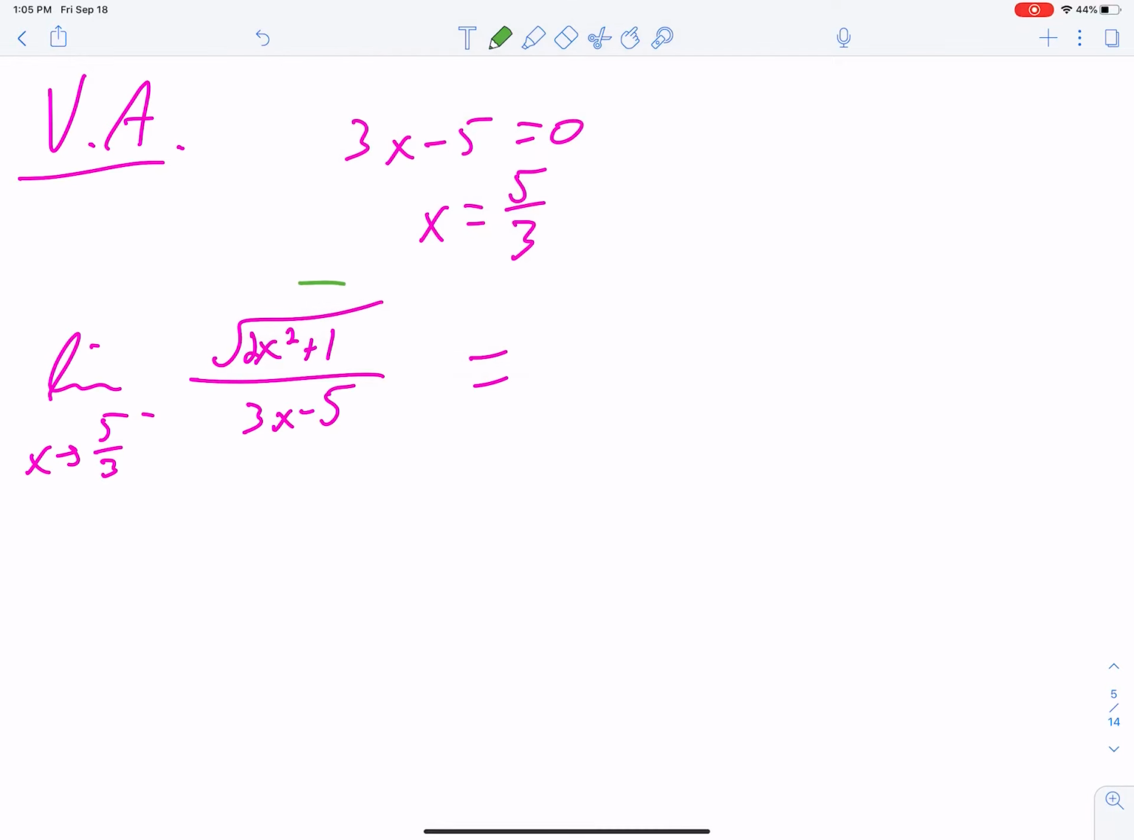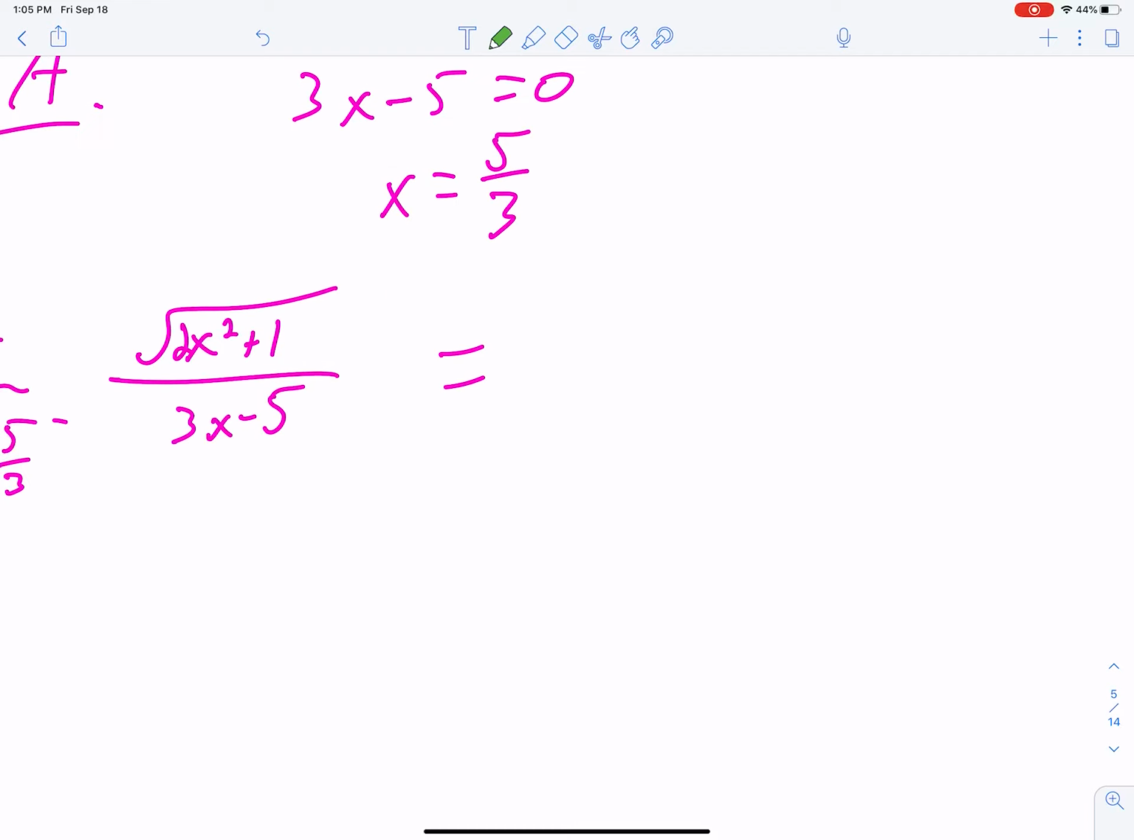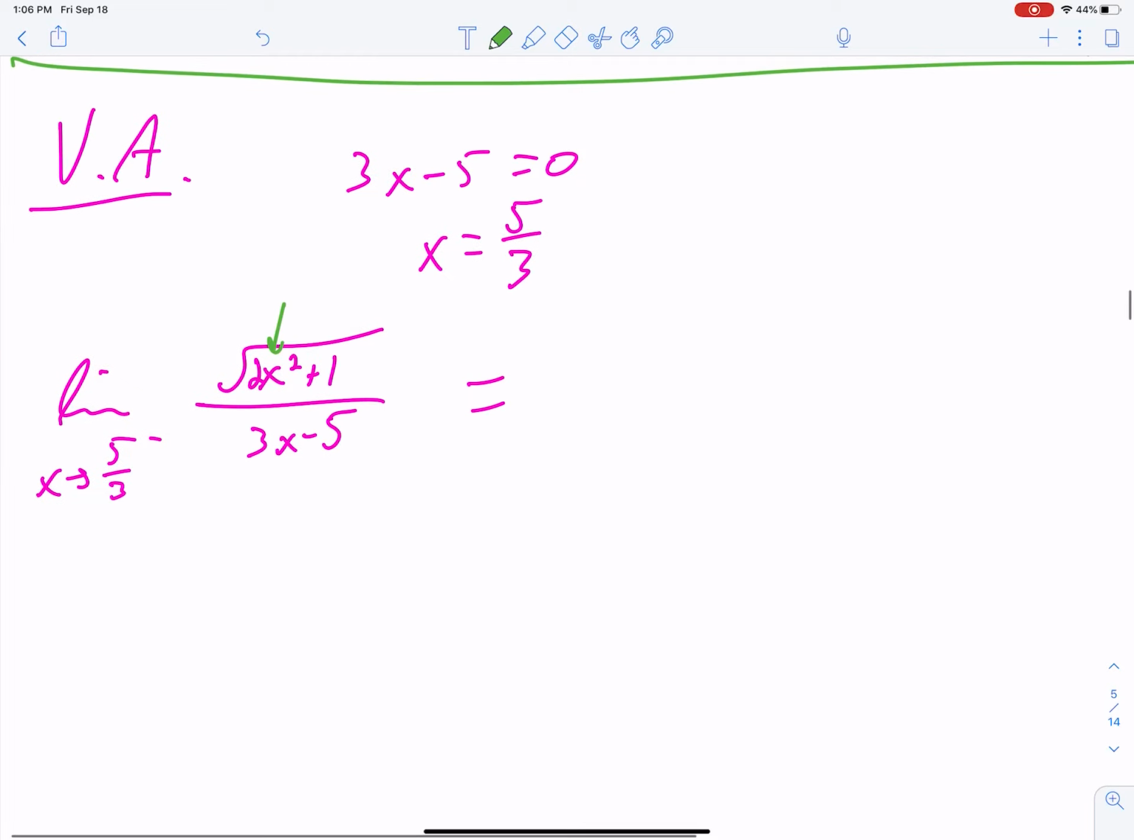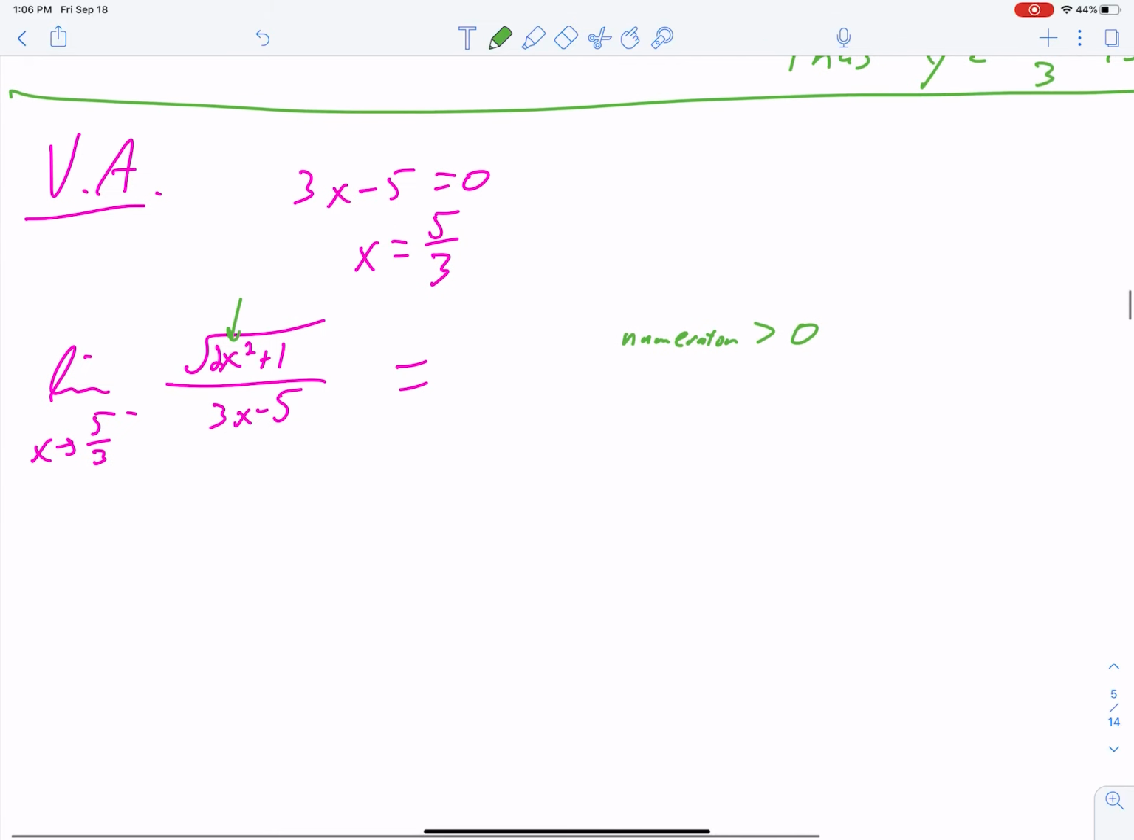All right, let's analyze the numerator as x approaches 5/3 from the left. Just think of a number line. 5/3 is 1 2/3. We're going to square it, double it, add 1 to it, and square root it. No matter what, the numerator is going to be a positive value.